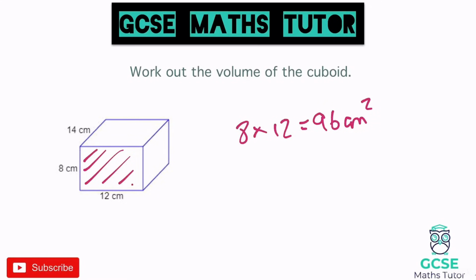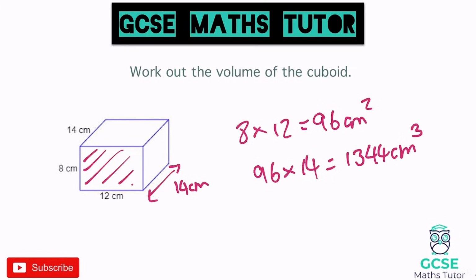And then to get the volume, we just times it by however far back the shape goes, which is the same as that 14 back there. So times that by 14, 96 times 14 will give us our volume. So 96 times 14 is 1,344, and it's a volume, so we put centimetres cubed, and that's how you work out the volume there. That works for any shape.